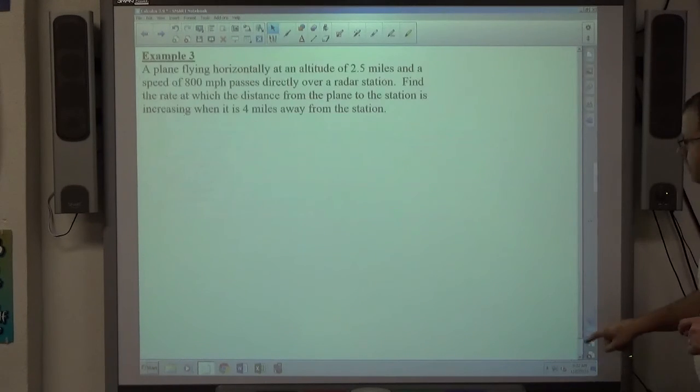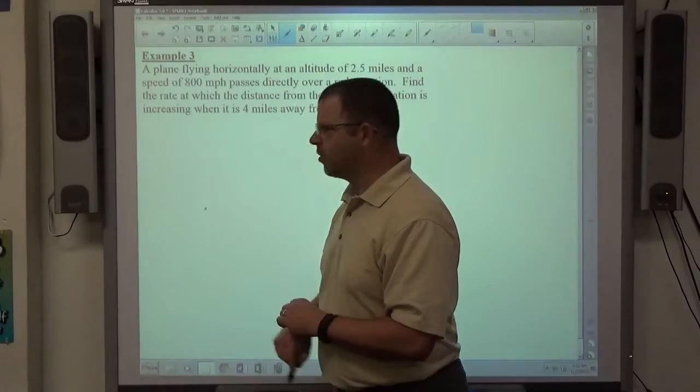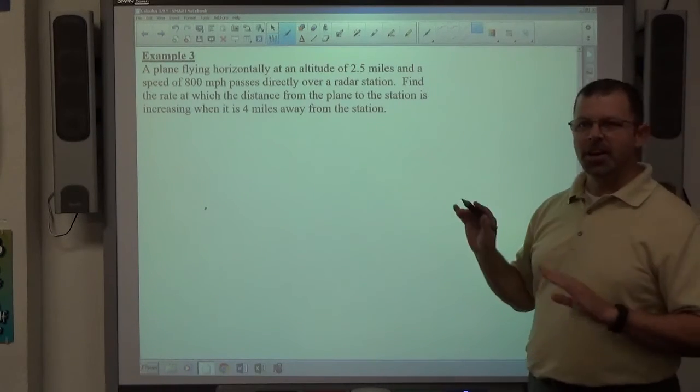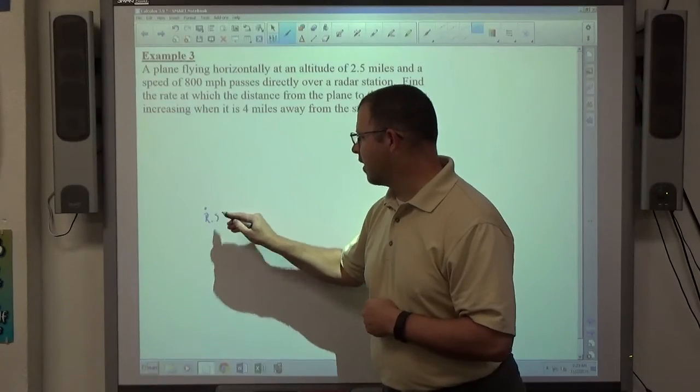All right, so a plane flying horizontally at an altitude of 2.5 miles and a speed of 800 miles per hour passes directly over a radar station. Find the rate at which the distance from the plane to the station is increasing when it is 4 miles away from the station. So, let's take a look at the picture here. There's my radar station. Hold your amazement at the wonders of my artistic ability. That's my radar station. In order to make it more clear that it's a radar station, I'm going to put RS next to it. That's for radar station.